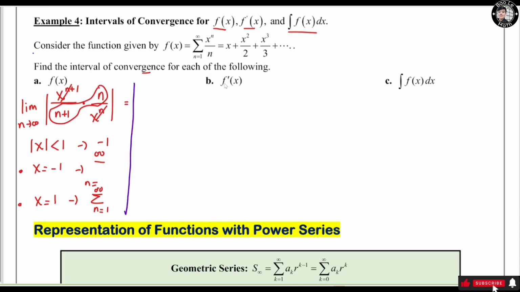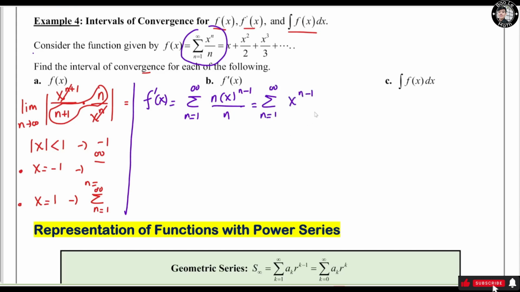Now question B, we need to check f prime of s. So we're going to use this one to take the derivative. It could be the series when n goes from 1 to infinity of n times s raised to the n minus 1 over n. Then it's going to be the series when n goes from 1 to infinity of s raised to the n minus 1 only.